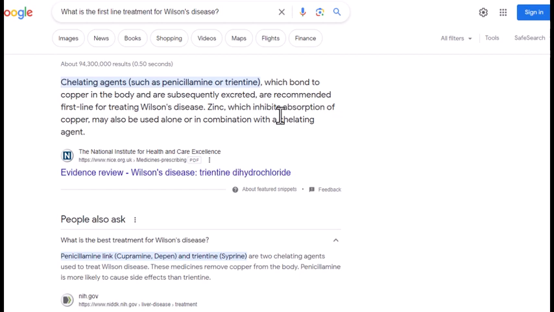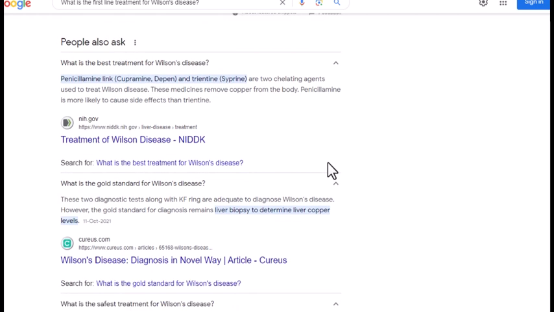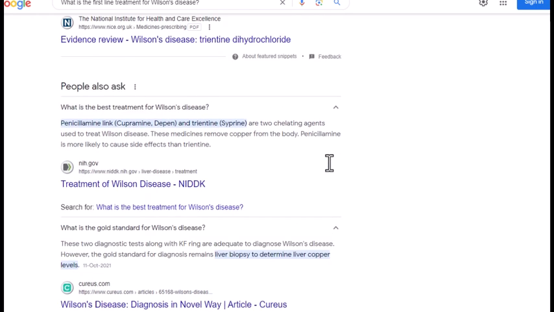So the main idea is that we have to remove the excess copper. And how to remove it? Form complexes with copper, and those complexes are then excreted. So the first line drugs are chelating agents.